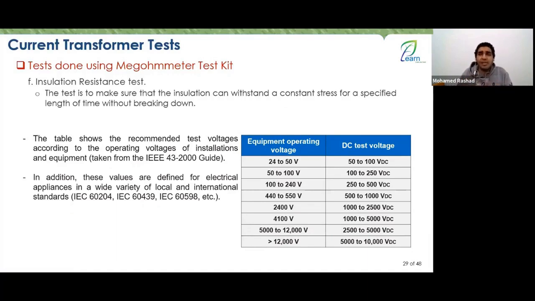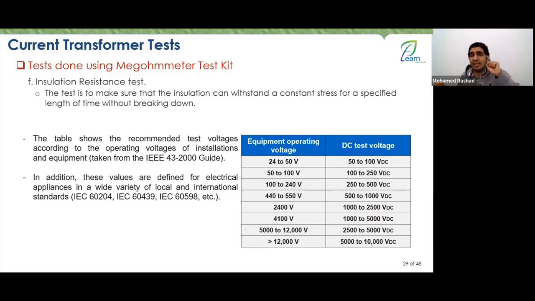Why do you inject for 1 minute? In order to ensure that the insulation does not break down over a certain specific period of time as determined by the experts or specialists. And who determines this time period? Okay, I will tell you the story behind this, but first let's see.